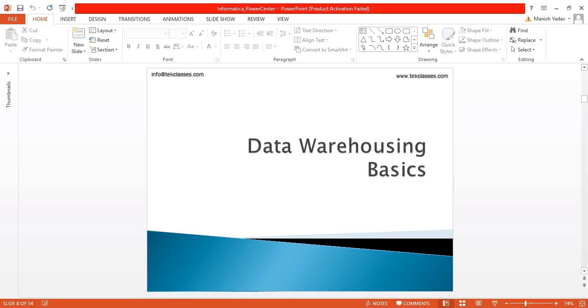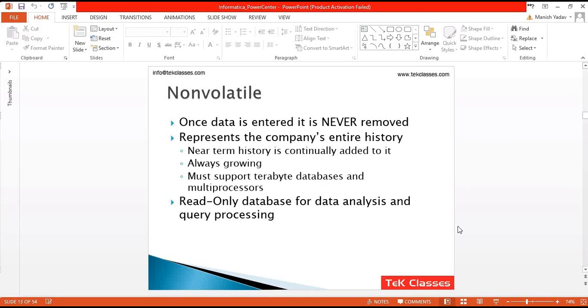And then non-volatile, as we discussed, once data is entered, it is never removed. It represents the company's entire history. Near-term history is continually added to it. So what is near-term history? The daily, weekly, monthly, quarterly loads. And it's always growing. It must support terabyte databases and multiprocessors. It is a read-only database for data analysis and query processing.